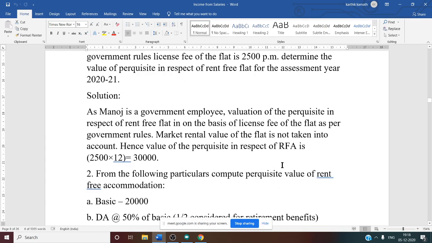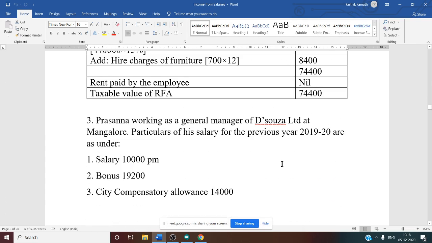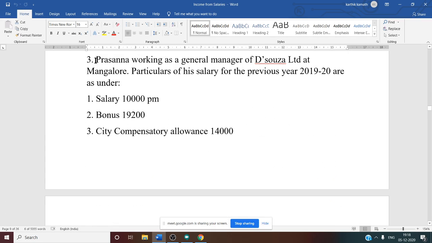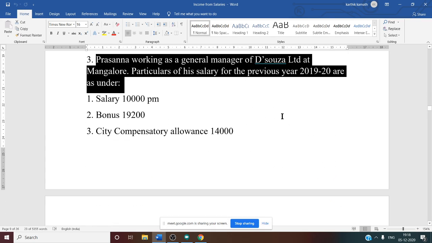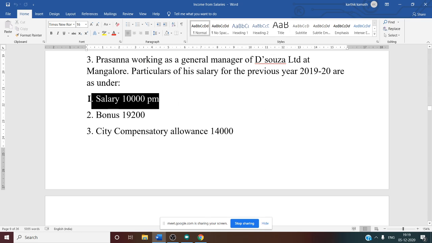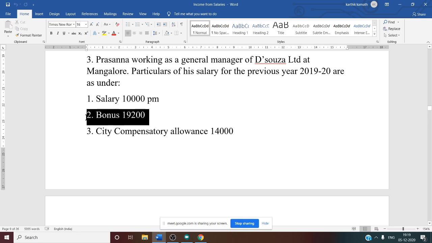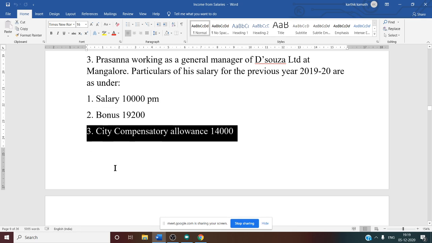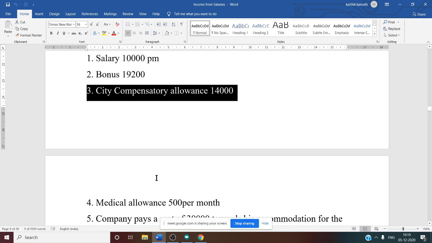Then we discussed two problems. Now let us see problem number 3. Prasanna, working as a general manager of D'Souza Limited. So Prasanna is an employee, D'Souza Limited is the employer at Mangalore. Mangalore is the place of his work. Particulars of his salary for the previous year 2019-20 are as under. Salary is 10,000 per month. Bonus of 19,200 is given, which we have to consider. Then CCA, city compensatory allowance, is 14,000.